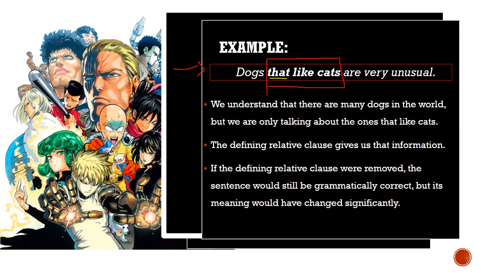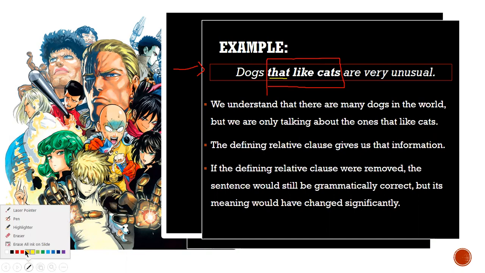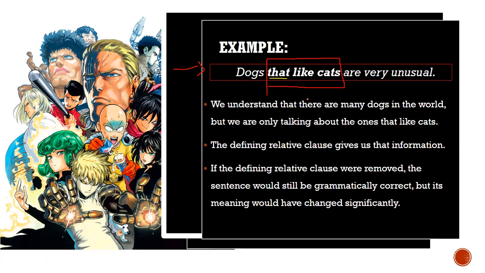This relative clause is defining who we're talking about. It's telling us that we're not talking about all dogs. We're only talking about the ones that like cats. That's what this bullet right here talks about. Like we mentioned, the relative clause gives us that information. If we remove the relative clause, let me scribble over it so you can get an idea. Imagine we remove this completely. So now it says, dogs are very unusual.